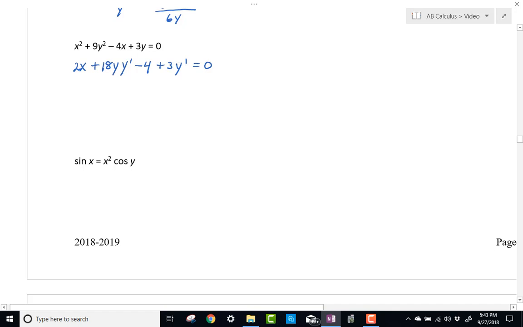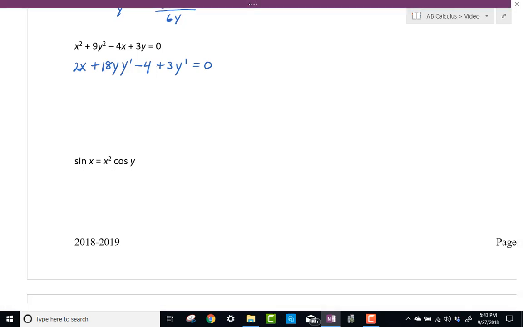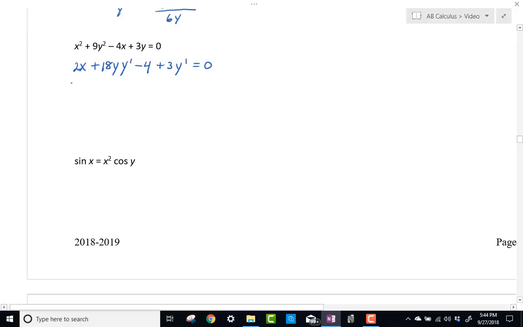Okay? So now again, we want to solve for y prime. Well, that means that I need to bring a couple of terms over to the other side, so we're going to go ahead and subtract 2x on both sides. At the same time, we'll go ahead and add 4 to both sides, because we're going to have to bring that over. And so I have 18y, y prime, plus 3y prime equals negative 2x plus 4.